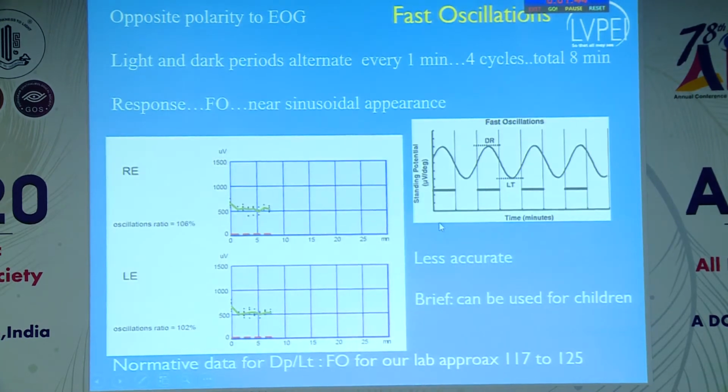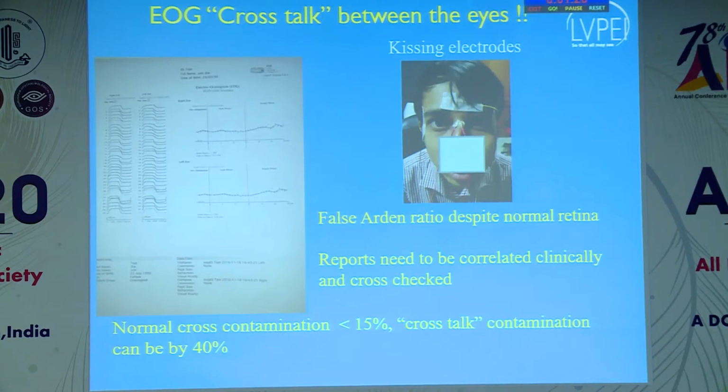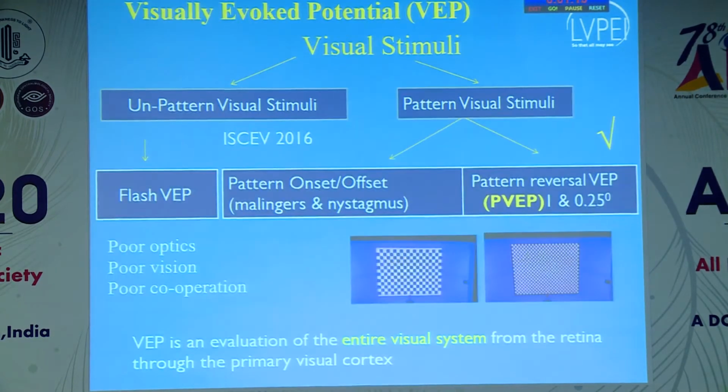Sometimes there is another protocol called fast oscillation, which has just the opposite polarity to the classical slow oscillation EOG. I usually use it in children where the recording time is very brief. There are a few precautions. Sometimes the electrodes, when they touch each other, can falsely affect the recording. So the kissing electrode shows a wrongly low value. On correcting this, the value comes again.